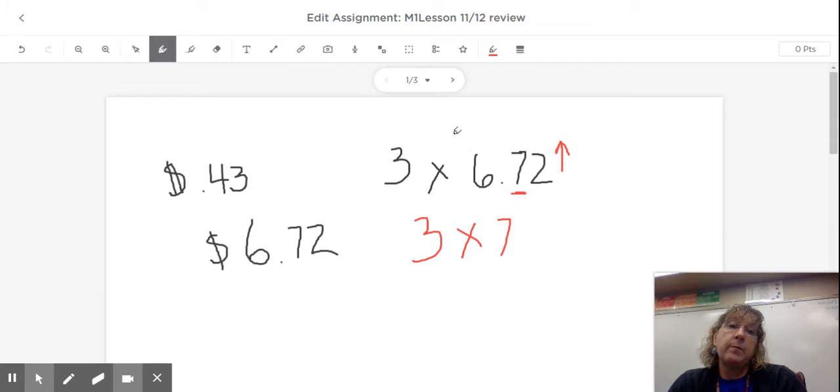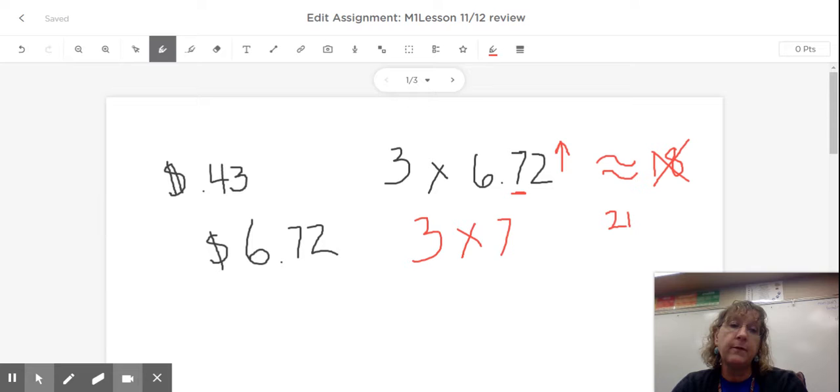We can say it's going to be between 18 and 21, right? Because 3 times 6 is 18, right? If we're going to estimate, remember this little pair of squiggly lines. It doesn't mean equals, it means approximately or about. It's going to be about 18, but actually it's going to be closer to 21, isn't it? Right?